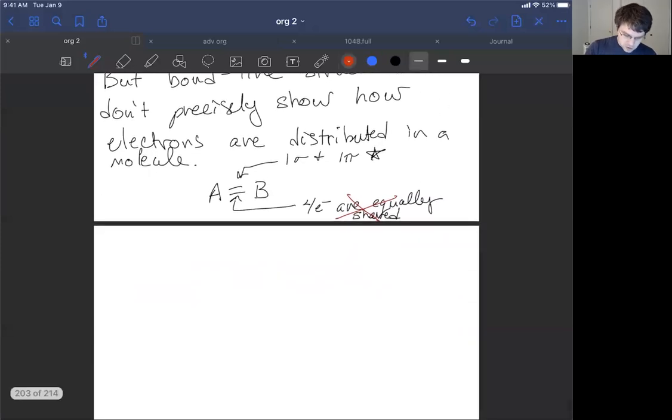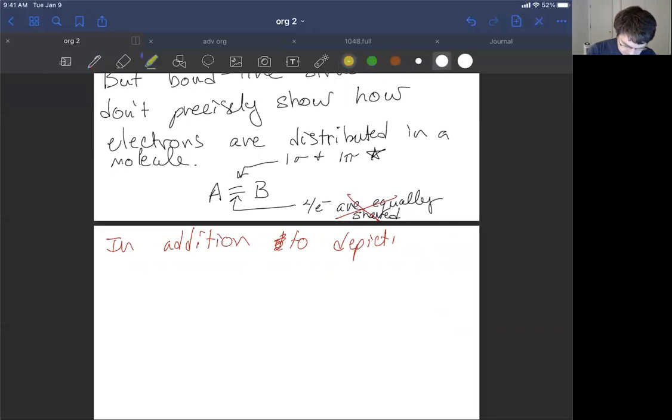So in addition to depictions of dipoles, I don't know why that's red. Shoot, I'm sorry, that's going to bother me. I mean, I know why it's red. It's because I didn't delete it.